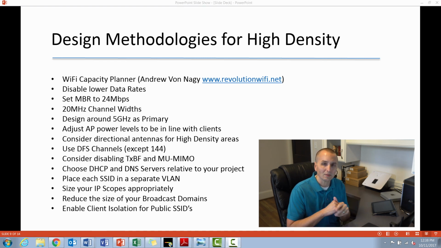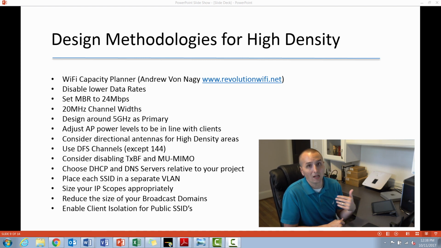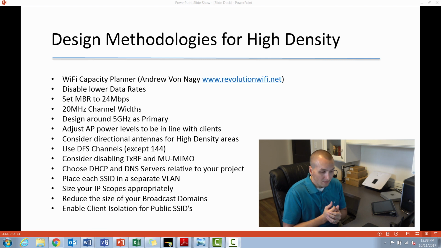It's a little deeper than I was intending to go on this video, but something to consider. If your vendor of choice supports it, consider disabling transmit beamforming and multi-user MIMO if you've got a high-density environment where the client base is moving fairly frequently. Now, for Ruckus, I don't have that option. Ruckus does not have the ability to turn that feature off.